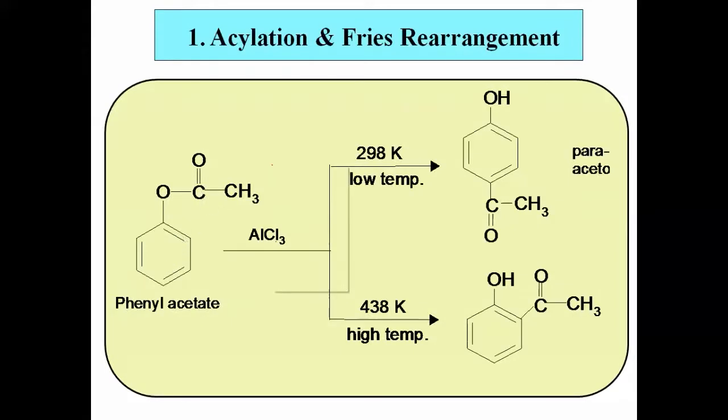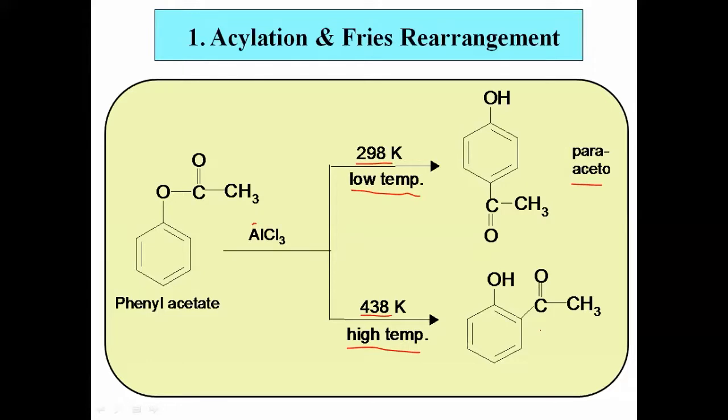This is our phenyl acetate. Suppose it is treated with anhydrous AlCl3, and that reaction is carried out at room temperature, low temperature, 298 degree Kelvin. Now what happens here? The migration of the acetyl group takes place at the para position easily, and we get para hydroxy acetophenone as the major product. And suppose the reaction is carried out at high temperature, 438 degree Kelvin, then migration of the acetyl group takes place at the ortho position, and we get ortho hydroxy acetophenone.